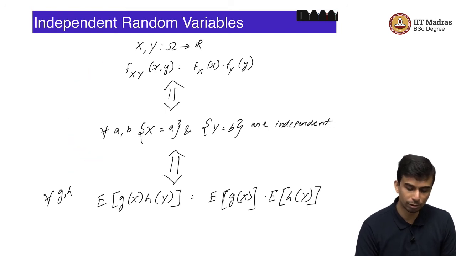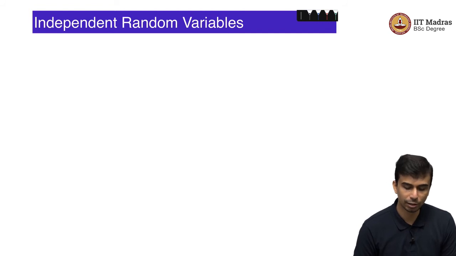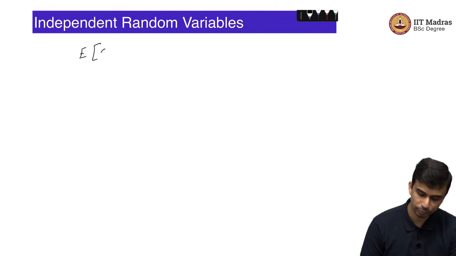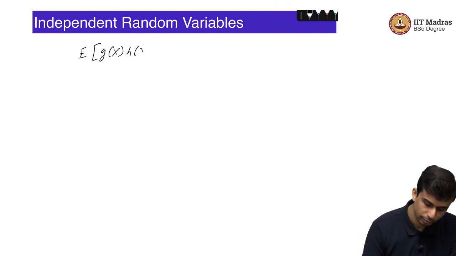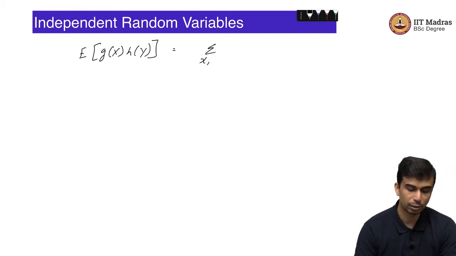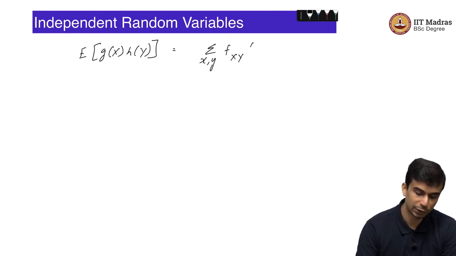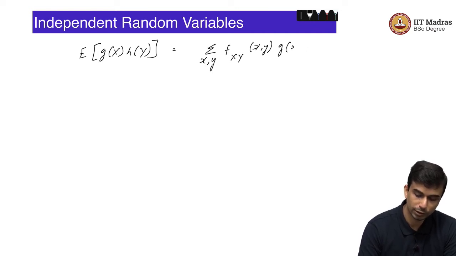We will actually prove one direction, going from here to here. The other direction is just as easy. So, we will just prove this direction here. What is the expected value of g of x into h of y? In this case there are two random variables x and y. So, the expected value of g of x into h of y is simply given by the sum over x comma y of fxy of x comma y into g of x into h of y.